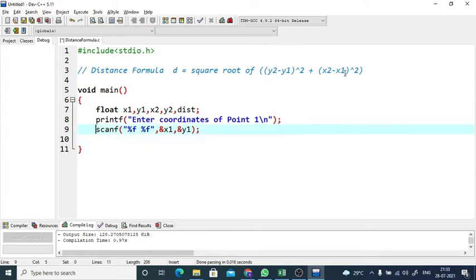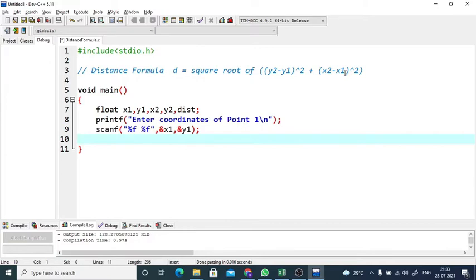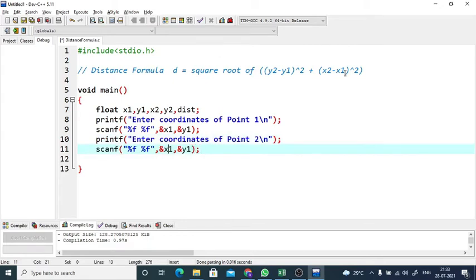Similarly, you have to do it for the second. So enter coordinates of point 2, which would be now x2 and y2. Okay, fine. So we got the coordinates with us. Now we have to apply the distance formula, which you can already see at the top in your comment. But to apply this formula, I need to calculate the square root.